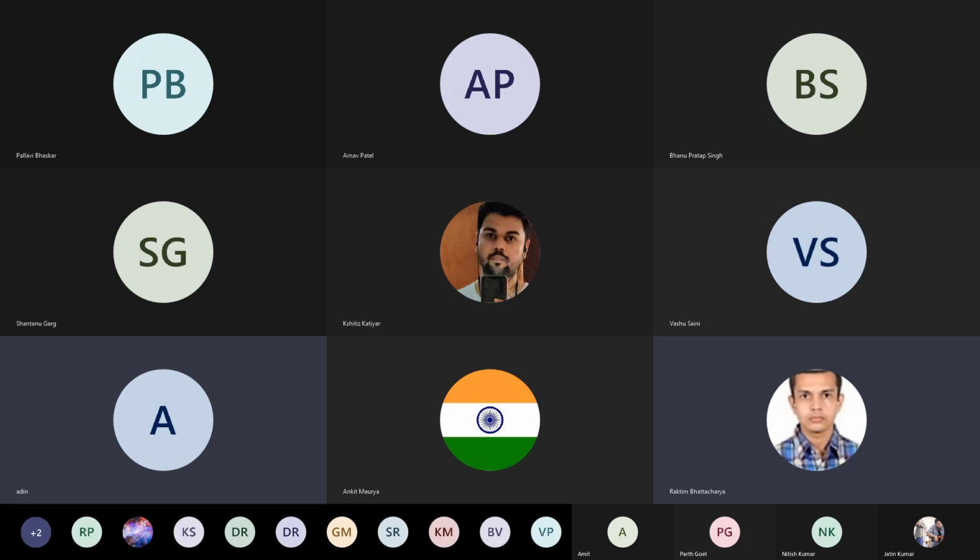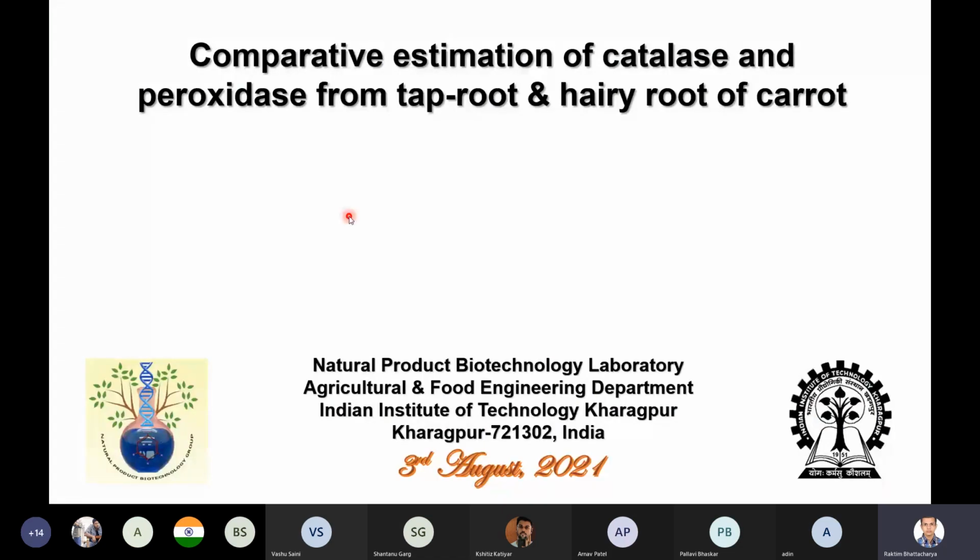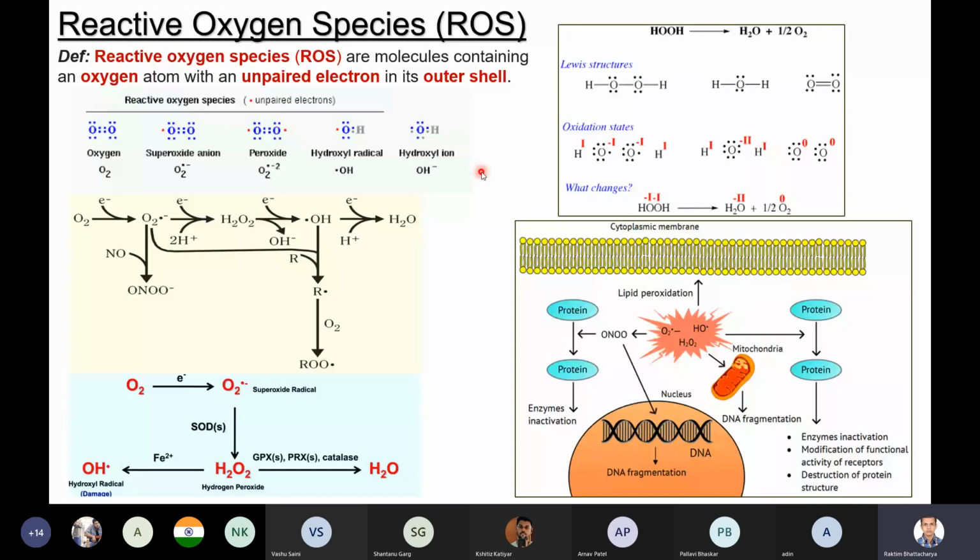So our topic of discussion today is comparative estimation of catalase and peroxidase from taproot and hairy root of carrot. Now, before moving further, let me tell you, catalase and peroxidase are two important enzymes required for the basic metabolic activities in the plant system. Now, why do we need to estimate these two important enzymes?